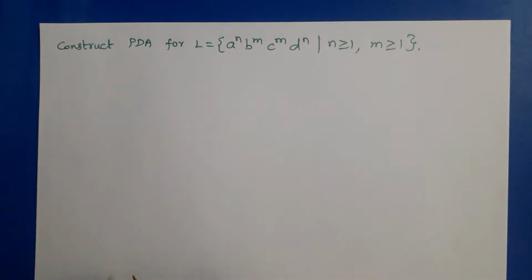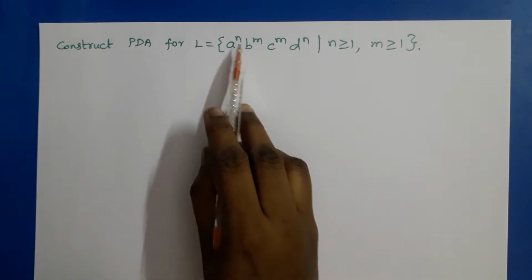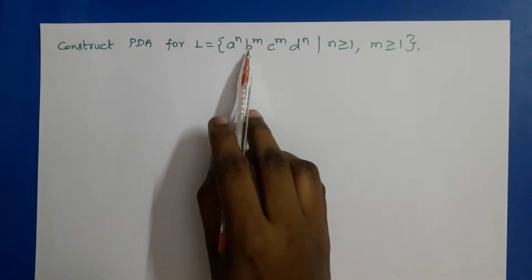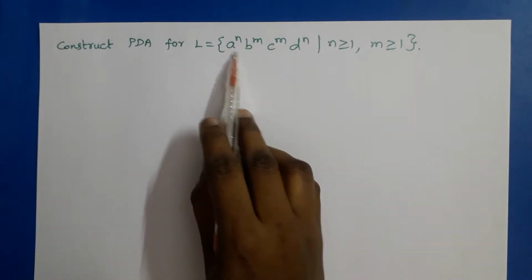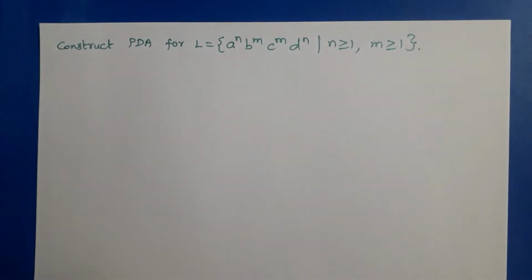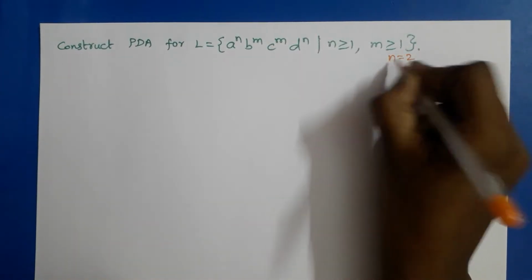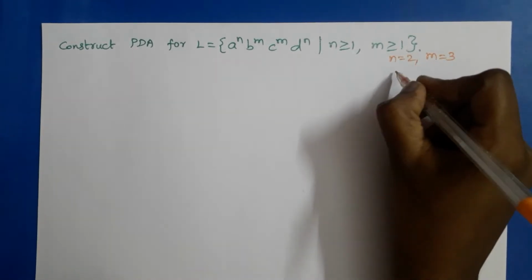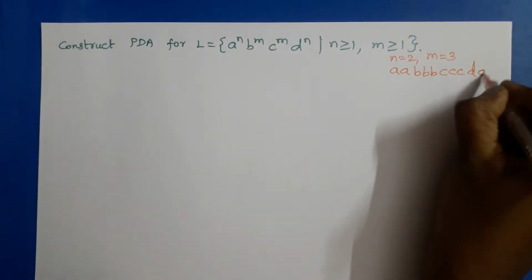Hello everyone. In this lecture, we will see another example for PDA. L is equal to a to the power n, b to the power m, c to the power m, d to the power n. In each string, the number of b's and c's must be equal, and the number of a's and d's must be equal. For example, if n is 2 and m is 3, then the string is aabbbcccdd.